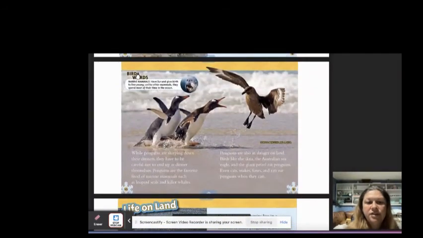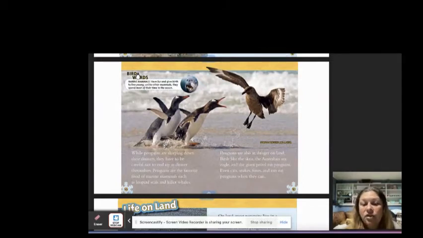And here, it's talking about, let's see, while penguins are slurping down their dinners, they have to be careful not to end up as dinner themselves. Penguins are the favorite food of marine mammals such as leopard seals and killer whales.